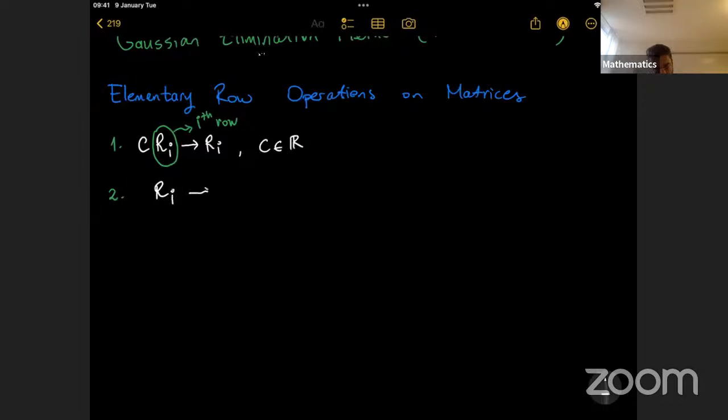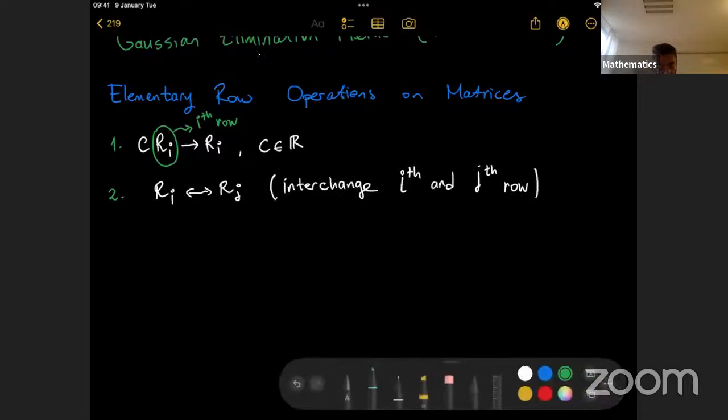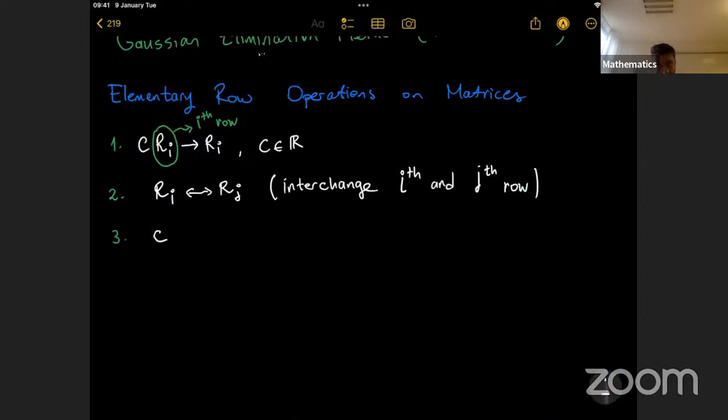You interchange the ith and jth row. And finally, the last one, you multiply the ith row by a constant c, and you add this to the jth row and write it in place of the jth row. So this is the last row operation.